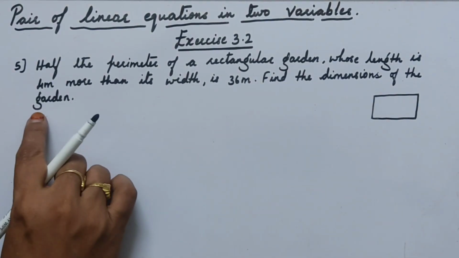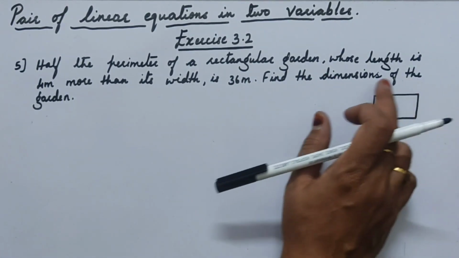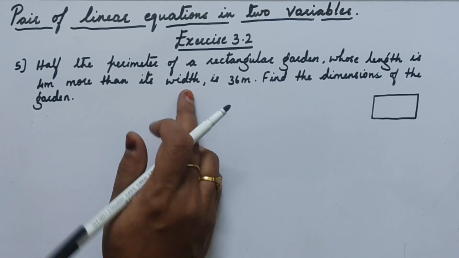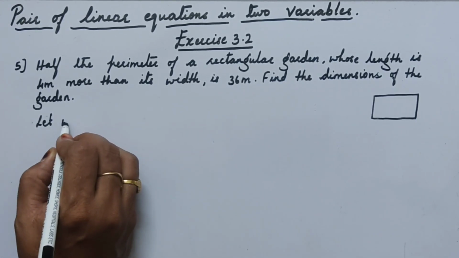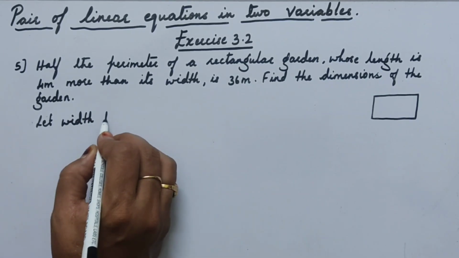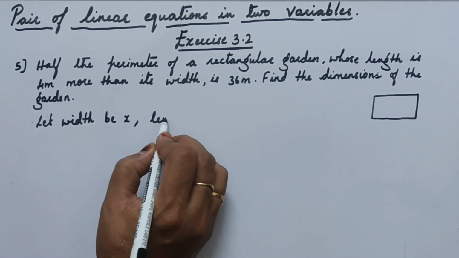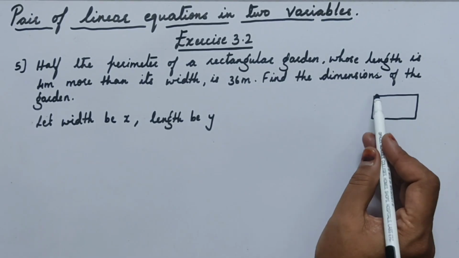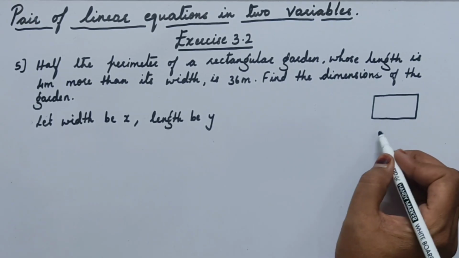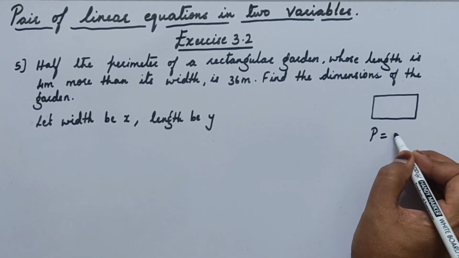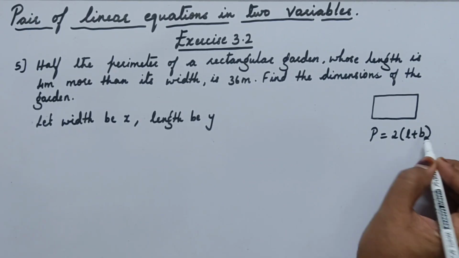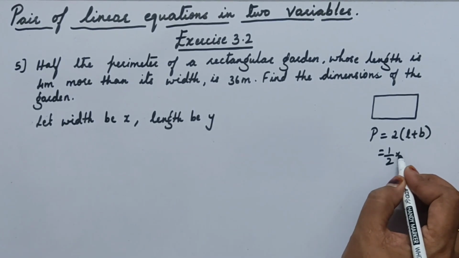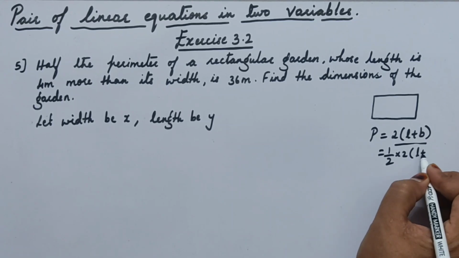Here we have got half the perimeter of rectangular garden. This is a rectangular garden whose length is 4 meters more than its width. So we'll assume that let width be x and length be y. What is perimeter? Perimeter means sum of all the sides. We know the formula: perimeter equal to twice of L plus B. Now half the perimeter means if I am going to do half into 2, the whole set I am going to write like this: L plus B.